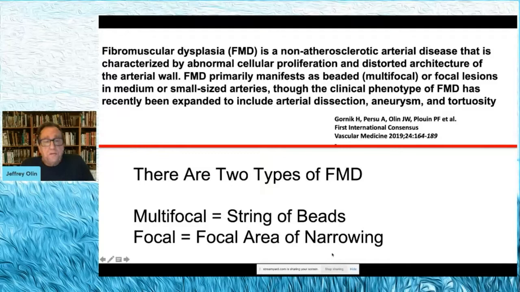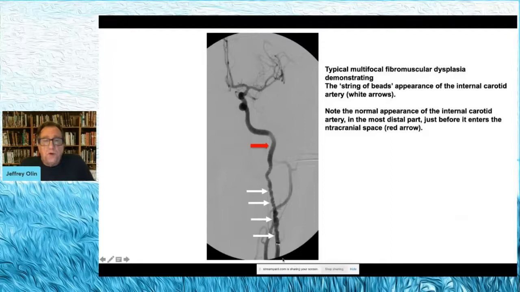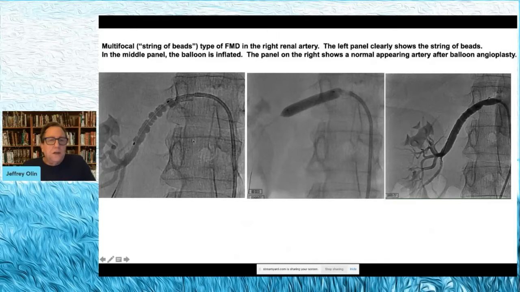So here's an example of multifocal in a carotid artery, the main artery that supplies the brain. You can see here the string of beads, and where the red arrow is, you can see that the artery is normal. And here is a kidney example of the string of beads type. This patient actually had high pressure, underwent angioplasty. The middle frame is the balloon that is expanded, and the frame on the right shows that the artery returns to a configuration that looks like normal.